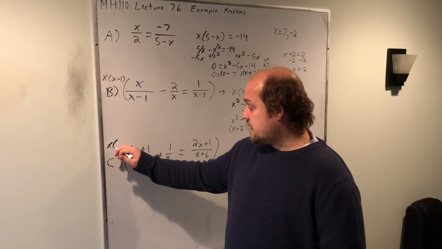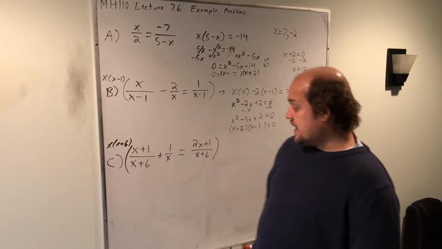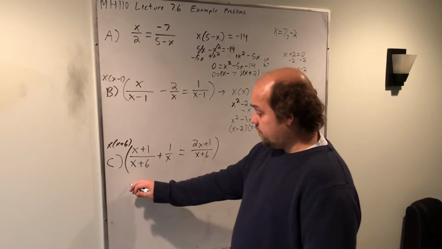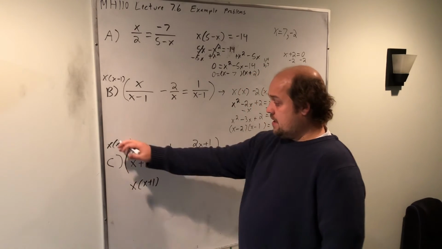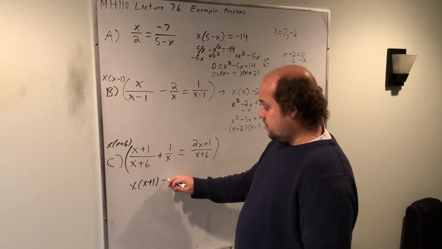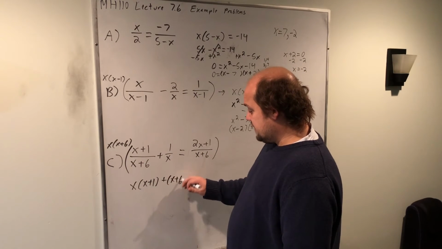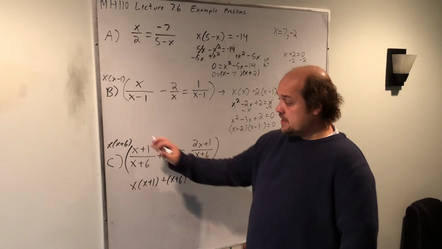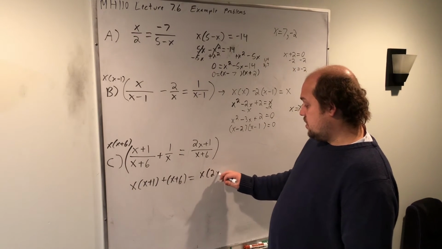When I go to do part C, I'm going to multiply by the entire common denominator, which is x times x plus 6. That means the x plus 6's cancel in the first term, and I'm left with x times x plus 1, which is what used to be on top. The x's cancel on the second term, and I'm left with 1 times x plus 6, or really just x plus 6. And on the right-hand side, the x plus 6's cancel, and I'm left with x times 2x plus 1.